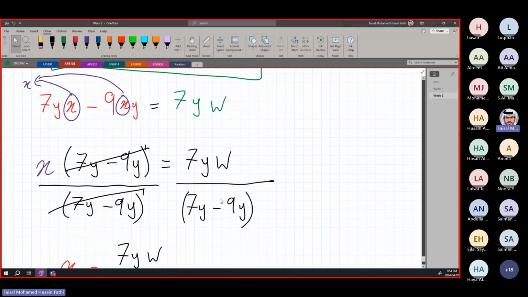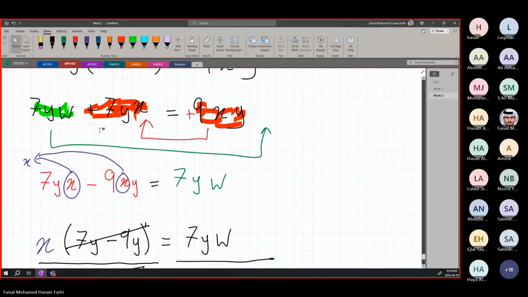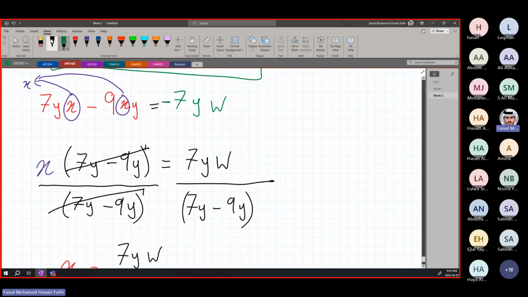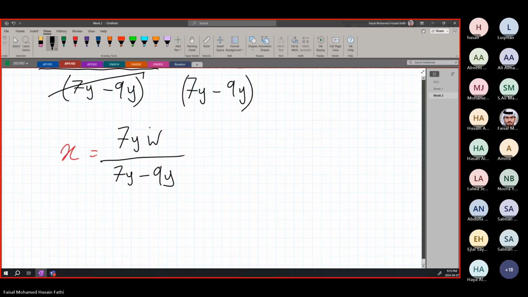7 wanted to be negative. Which 7? Yes, you're right. This is 7, this is plus. This has to be minus here. I forgot about that. You're right. Minus minus. And then I was just trying to solve very quickly.